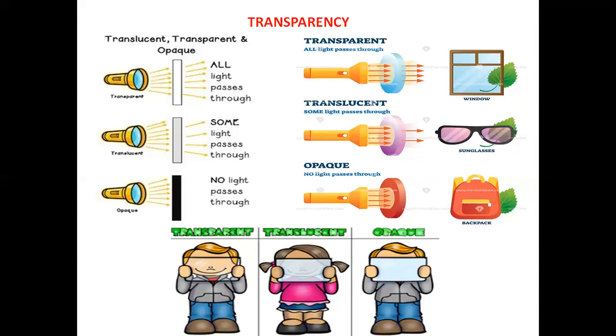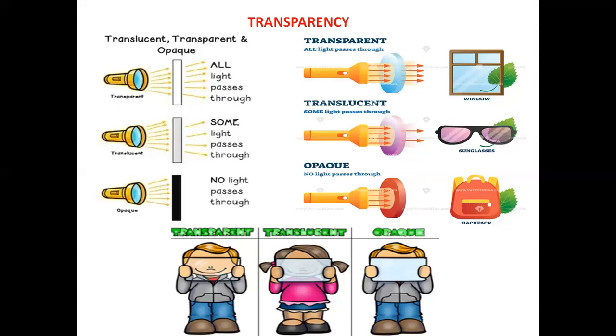So basically speaking, regarding transparency, the materials are classified as transparent, translucent and opaque. Transparent, light completely passes through and you can have the full view. Translucent, some amount of light passes through and you can only have a partial view. This is the reason why sunglasses are translucent in nature, meaning on a sunny day when you are wearing a sunglass, you are able to see what's happening around you.